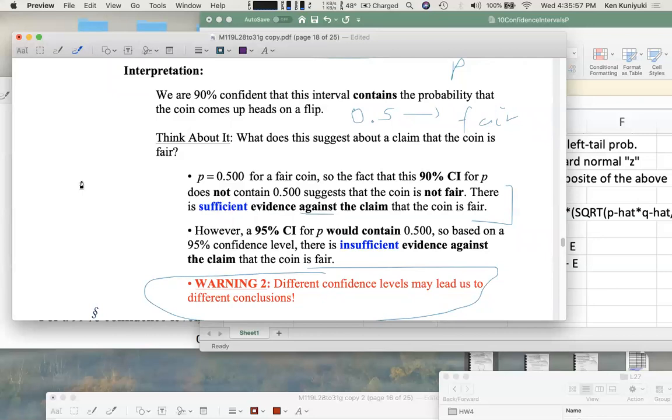I mean, it's going from 0 to 1. There's no way that we're going to call David a liar, because 0.5 is obviously going to be in an interval between 0 and 1. For a 100% confidence interval, I know the interval is going to be between 0 and 1. I know it's going to contain 0.5 for sure. So yeah, different confidence levels probably will lead you to different conclusions, right? Based on 90% confidence, we have sufficient evidence against the claim to call David a liar, right? But under 95% confidence, that's not enough evidence. We wouldn't have enough evidence.